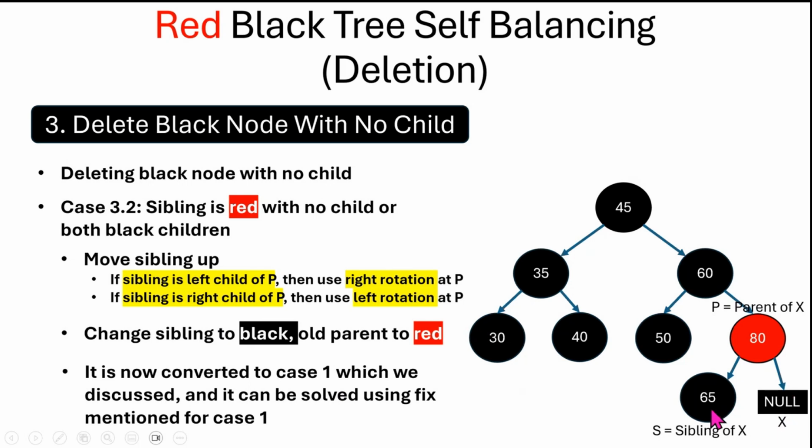Basically, sibling is black with no child or both black children. So this is that case, which we can easily fix. We can make the sibling red, and to avoid this red-red violation, we make the parent black. Now you can see the black height for the whole tree is fixed, and a black node with a single red child is allowed. So this case 3.2 is fixed, where we are deleting the black node with no child, and the sibling is red with no child or both black children.